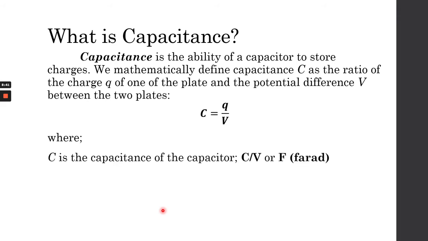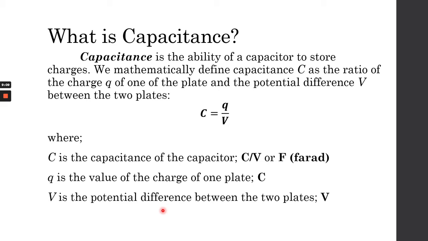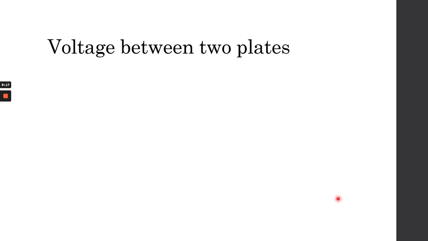Where C is the capacitance of the capacitor, we usually write that in units of coulombs per volt, or we use the unit farad, from, as you probably could have guessed, Michael Faraday. So we use the letter F to denote farad. 1 farad is equal to 1 coulomb per volt. Q is the value of the charge of one of the plates, which is usually in coulombs. And V is the potential difference between the two plates, for which we use volts. So we have coulombs per volt. The voltage between the two plates.